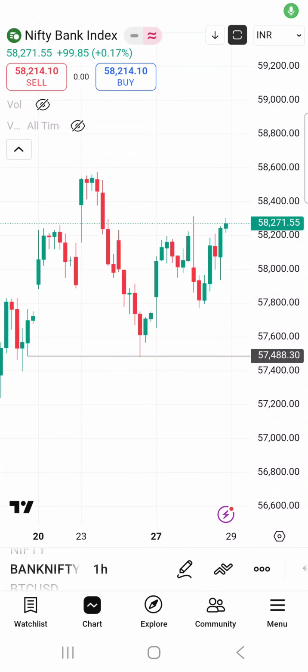This is Bank Nifty 1 hour chart. Here I'm going to post a long trade idea. Please note this is only for educational purpose. The reason for the long post is pretty simple.